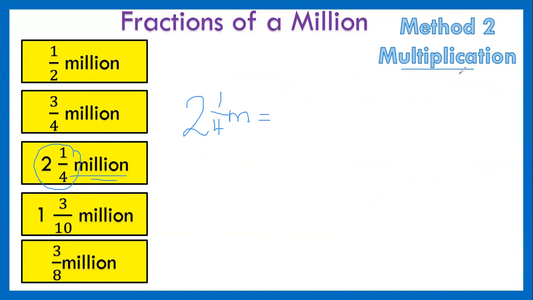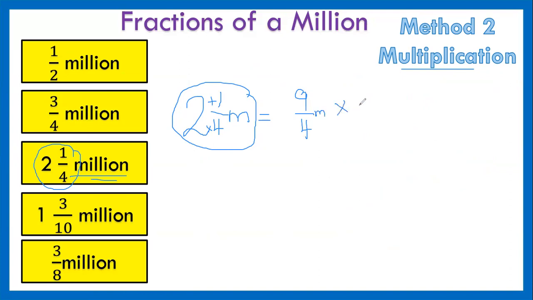Remember, I'm using the multiplication method. If you wanted to use the fractions method, you just look at the diagram and tell the answer straight. But what if you had something like this? Change this to an improper fraction. This exists as a mixed number. So this would now become 2 times 4 plus 1. So that would be 9/4 million.